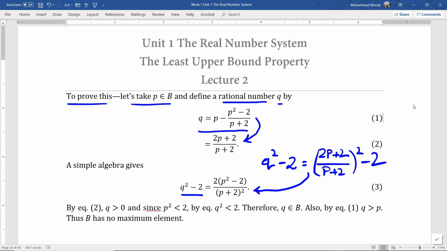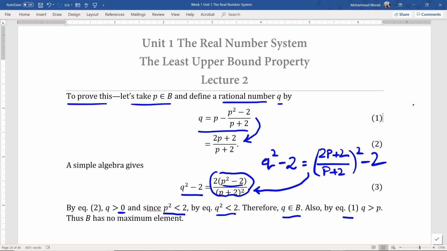By equation 2, we see that q is positive. And since p squared is smaller than 2, by equation 3, we see that p squared minus 2 is smaller than 0, so this is a negative quantity. Therefore, q squared minus 2 is negative, which shows that q squared must be smaller than 2. Therefore, q must be in the set B.